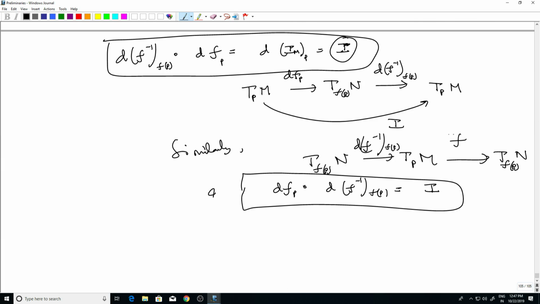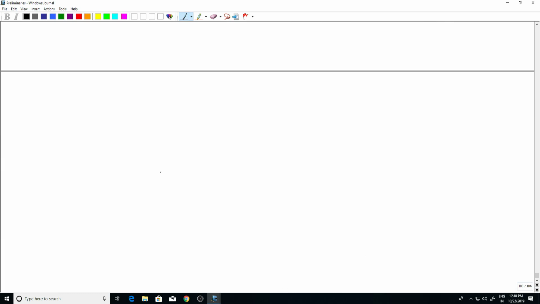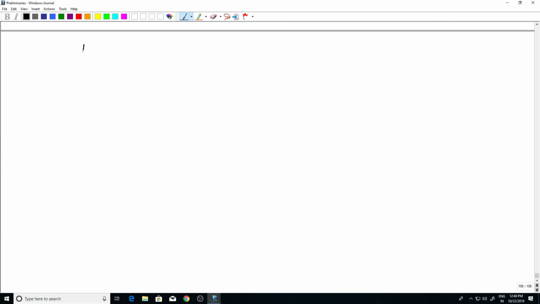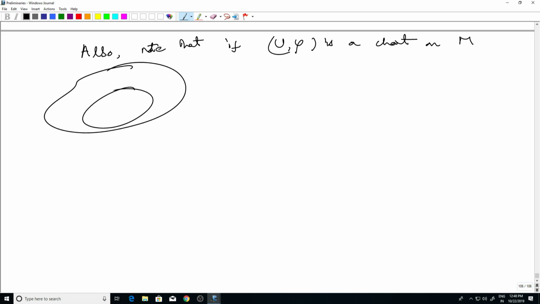Right. So we will need this. That is one observation. The second thing is that also note that if (U, phi) is a chart on M, as usual, this is M, this is U, and phi is a map from here to what I've been calling U1 inside Rn.